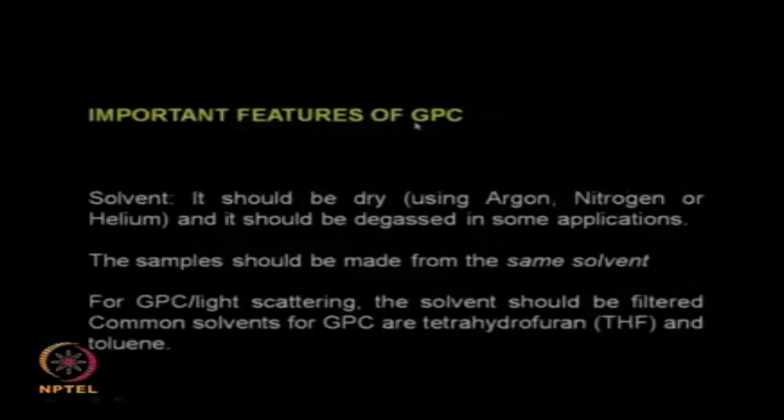So what are the other important features of GPC? Solvent is the most important component in my GPC. It should be dry, so we can use argon, nitrogen or helium, and again it should be degassed in some applications. Sample and the continuous phase solvent should be made from the same material. We use a light scattering type of detector. The solvent should be filtered. Common solvents which we use are tetrahydrofuran, that is THF, or toluene.